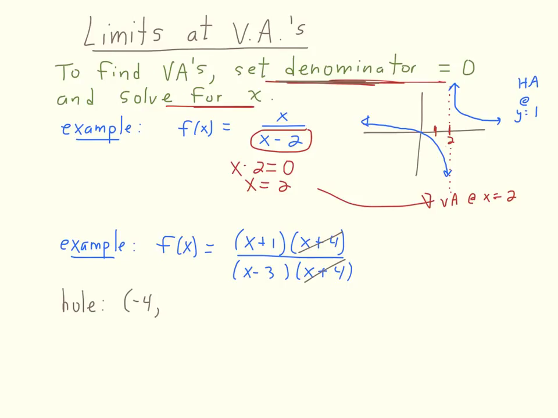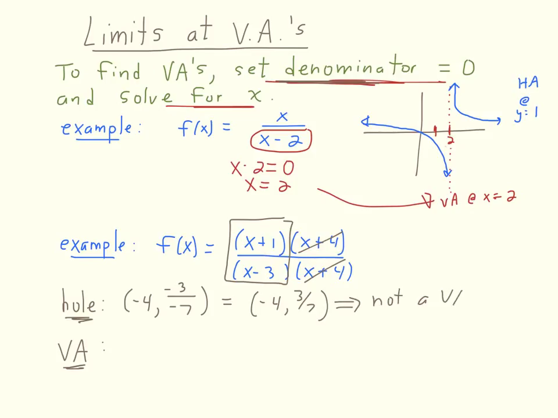And if we were interested in finding the y-coordinate of our hole, you'd have to plug into what's remaining. So if I plug in -4 into what's remaining, I have a -3 up top, and then a -7 in the bottom. So I can rewrite this as (-4, 3/7). So that's the location of my hole. So if I'm interested in finding where my vertical asymptote is, well, my hole occurs when x is -4. Alright, so back up here, I'm just going to write that this is not a vertical asymptote. Okay, a hole is not the same thing.